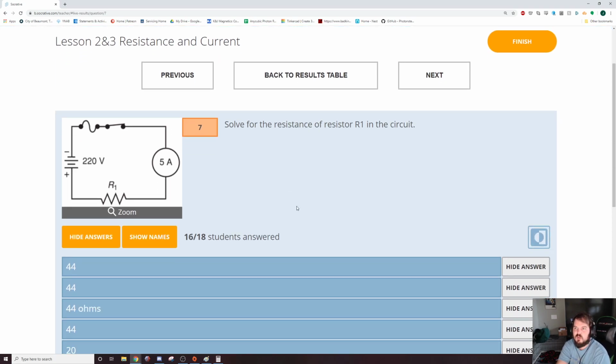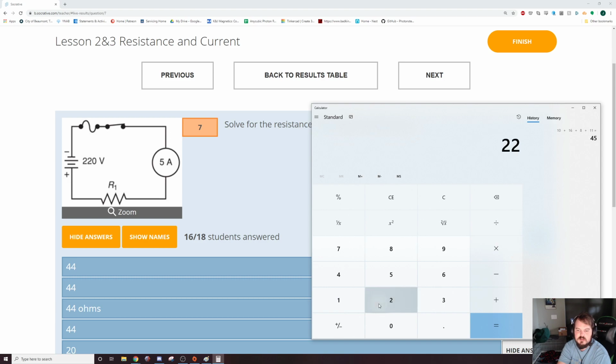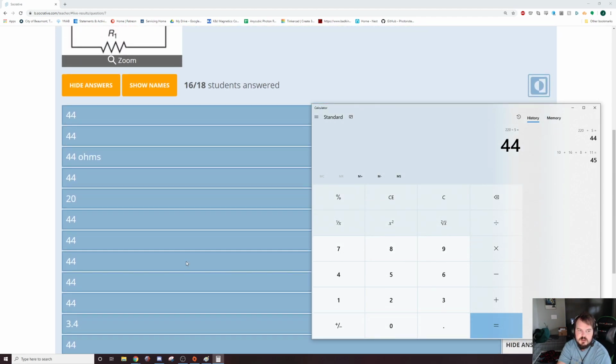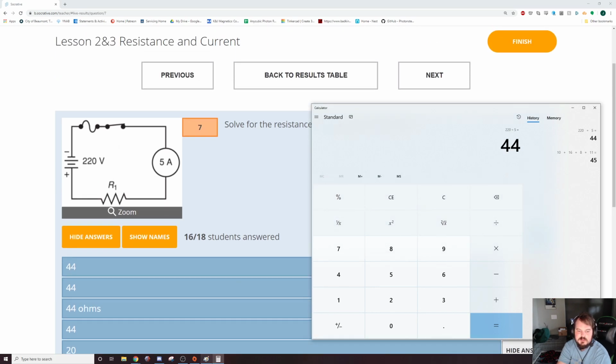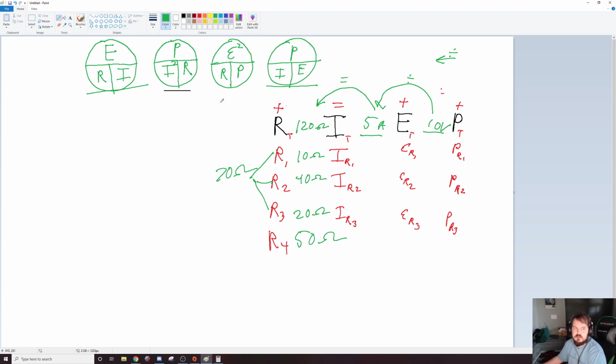Solve for the resistance of resistor R1 in the circuit. So 220 divided by 5 is going to be R1. So it should be 44. Good job, most everybody. So let's clear this out a little bit. So we got 220 volts and 5 amps. So 220 divided by 5 gives us our 44 ohms.